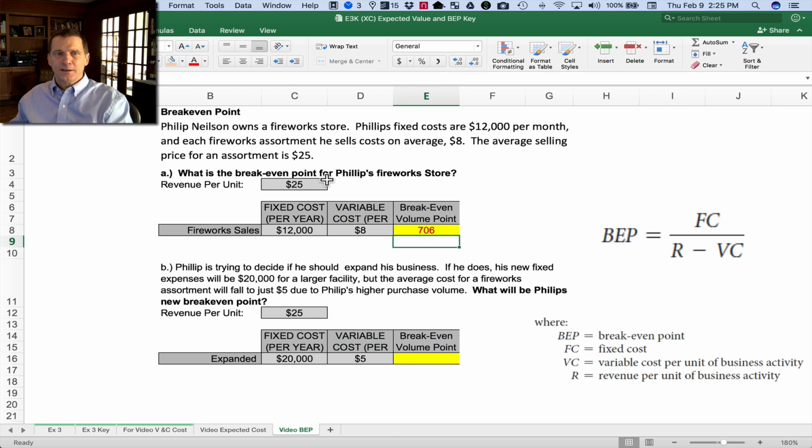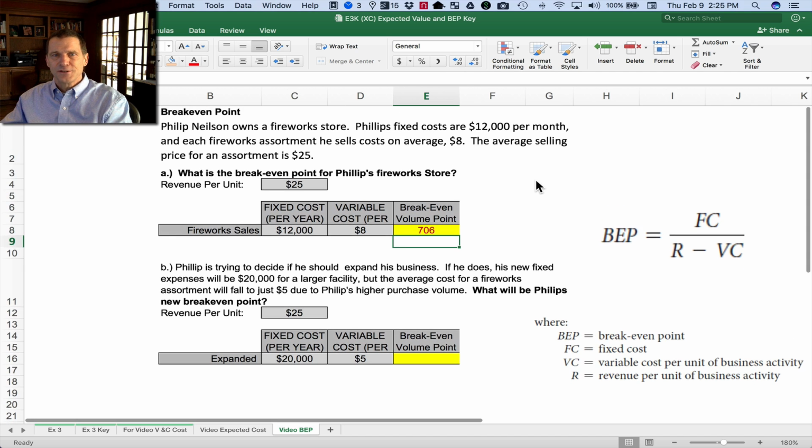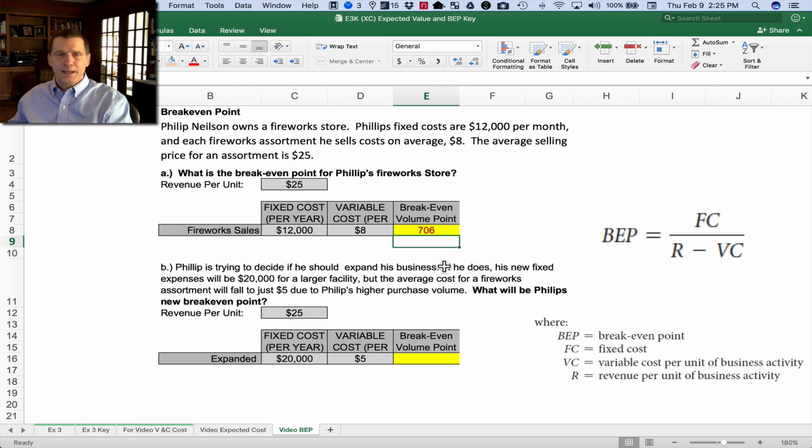break-even point. And when he's out of season, he probably has trouble with that sometimes. I'm making it up, but it could be because fireworks can be seasonal. And I would guess that in June every year, he grossly exceeds that 706 and just makes bags and bags of money because it is such a seasonal business. But anyway, Philip needs more capacity, and he's looking at trying to decide if he should expand his business.